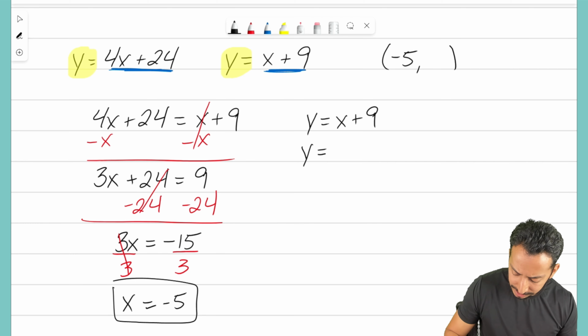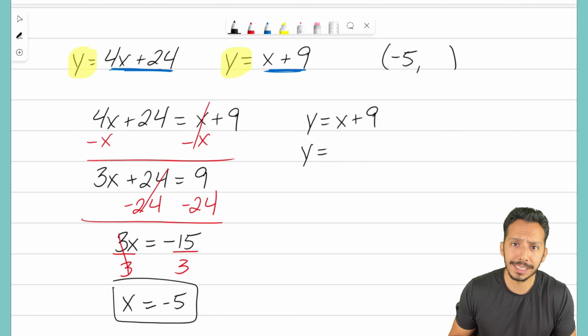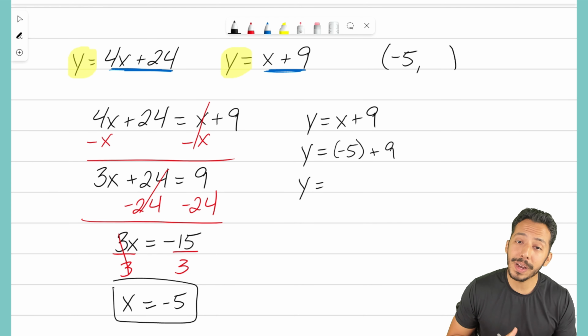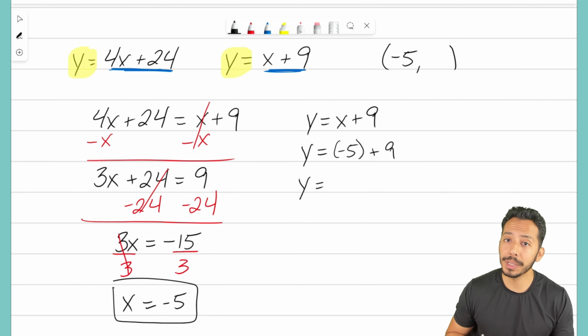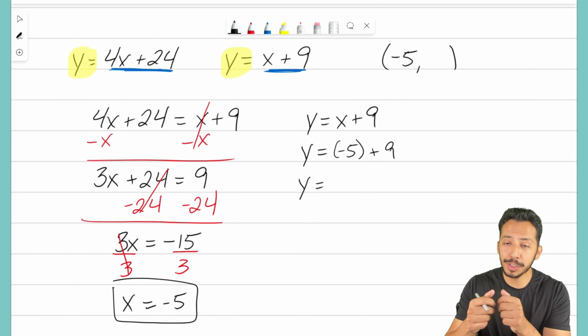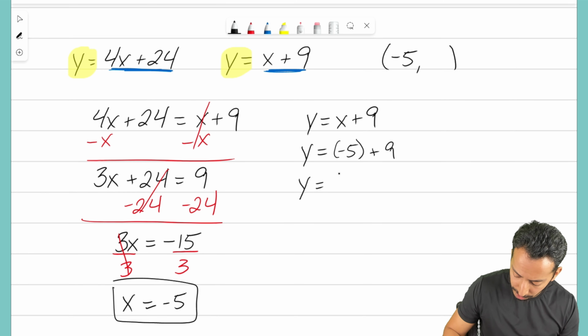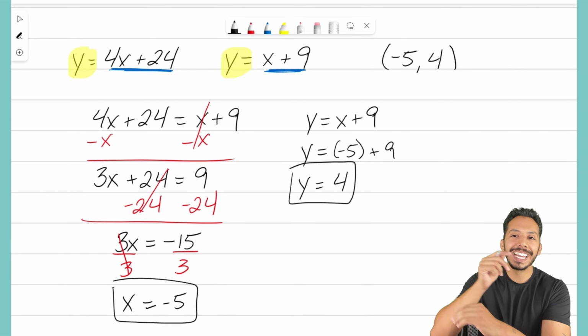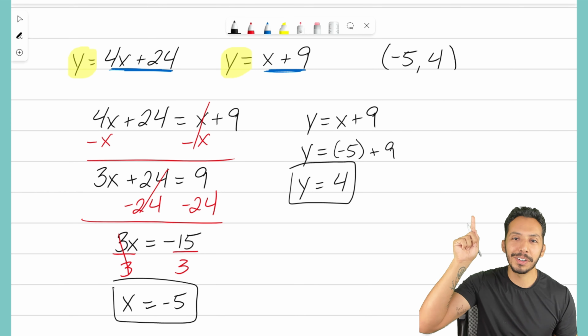Now y equals x plus 9, but I know what x is. We just solved for it. x is negative 5. So I'm going to substitute in negative 5 for x. And notice that the only thing I have to do now is negative 5 plus 9. Use a calculator if you struggle with that. But we should end up with a value of positive 4. So the point where these two lines intersect is at negative 5, 4.